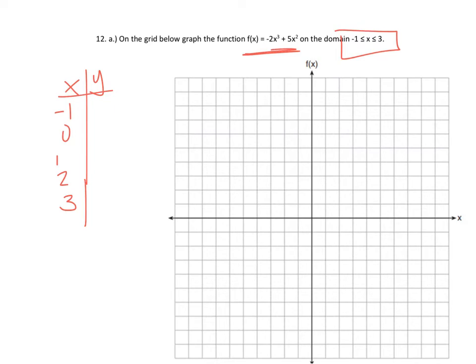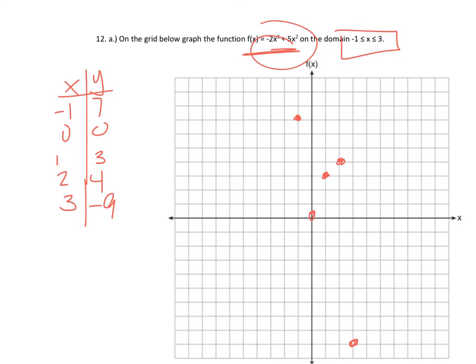So -1, when I plug this into y equals, gives me the value of 7, 0 gives me the value of 0, 1 gives me the value of 3, 2 gives me the value of 4, and 3 gives me the value of -9. And all I'm going to do is plot these points. And again, when you connect these points, don't put any arrows.